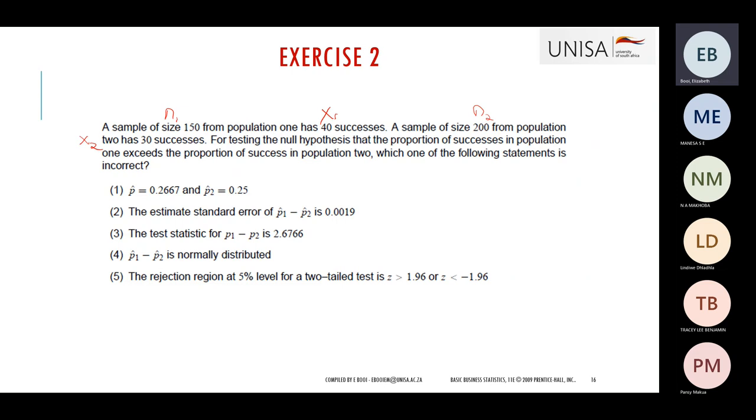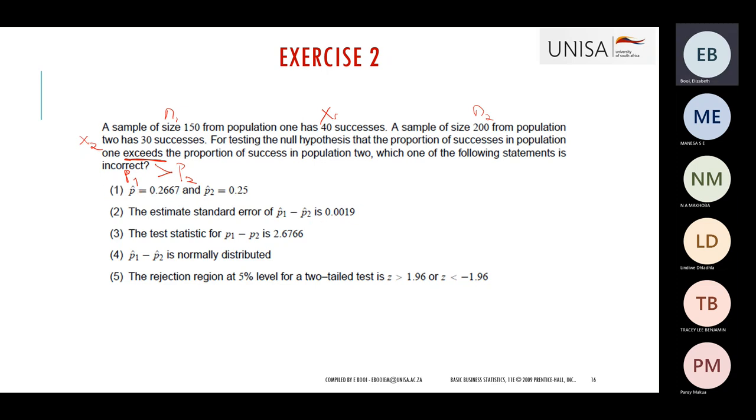For testing the null hypothesis that the proportion of successes in population 1 exceeds, meaning it's greater than, the proportion of successes in population 2. That's what they say. And remember, like I said, you need to learn this from STA1501: your null hypothesis should always have an equal sign. Because the researcher wants to prove something that cannot go into the null hypothesis, it goes into the alternative hypothesis. Which one of the following statements is incorrect?